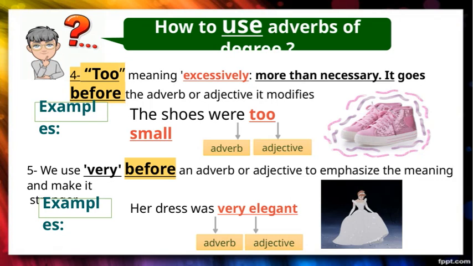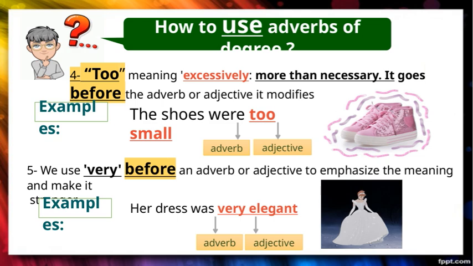Now let's look at how we use adverbs of degree with adjectives and adverbs. For example, in the sentence, "Her dress was very elegant," the word "very" is used before the adjective "elegant" to emphasize how elegant the dress was. Using "very" helps strengthen the meaning and shows a higher degree of the quality.